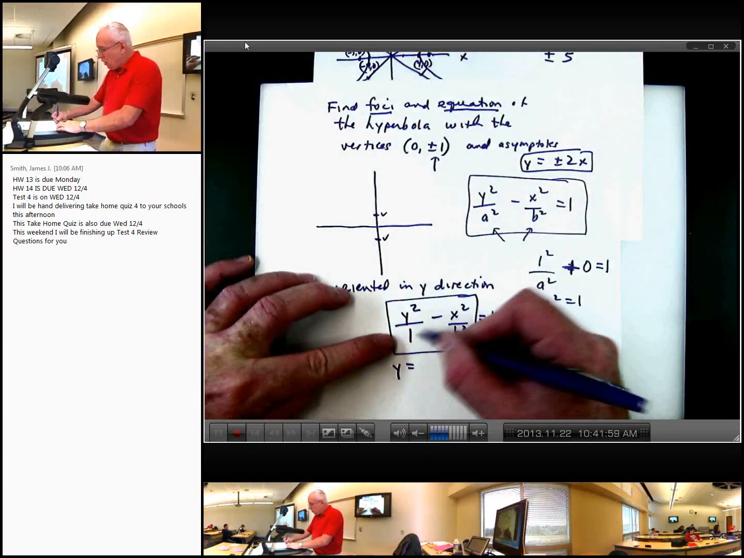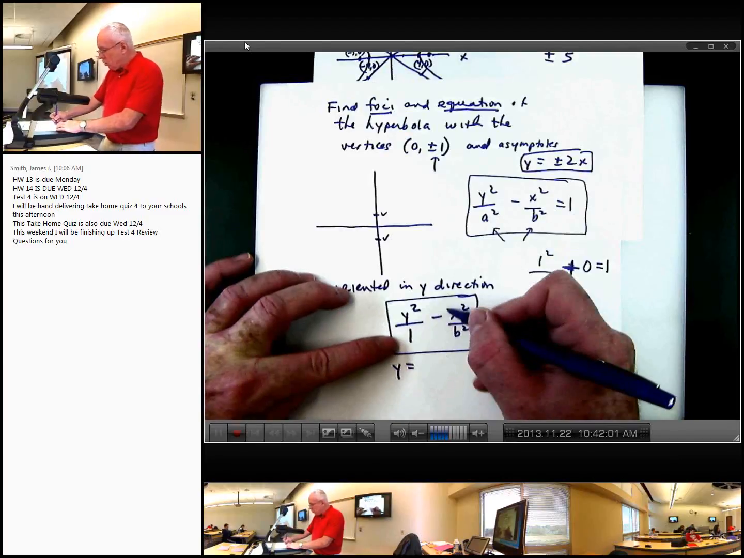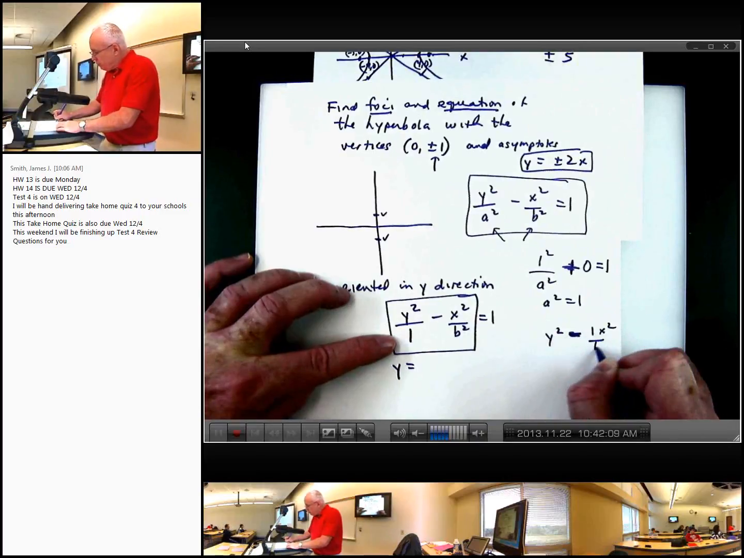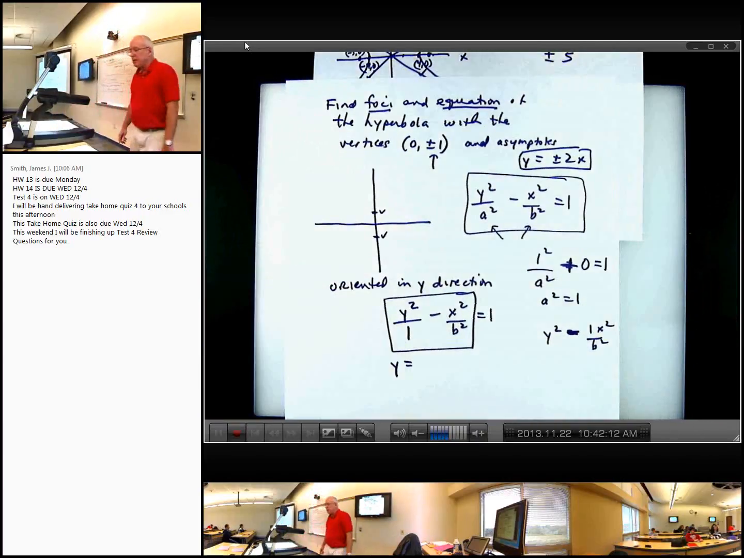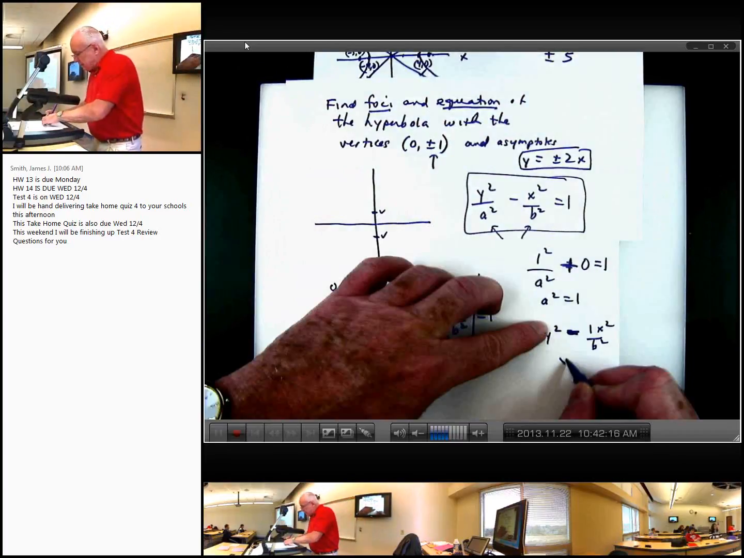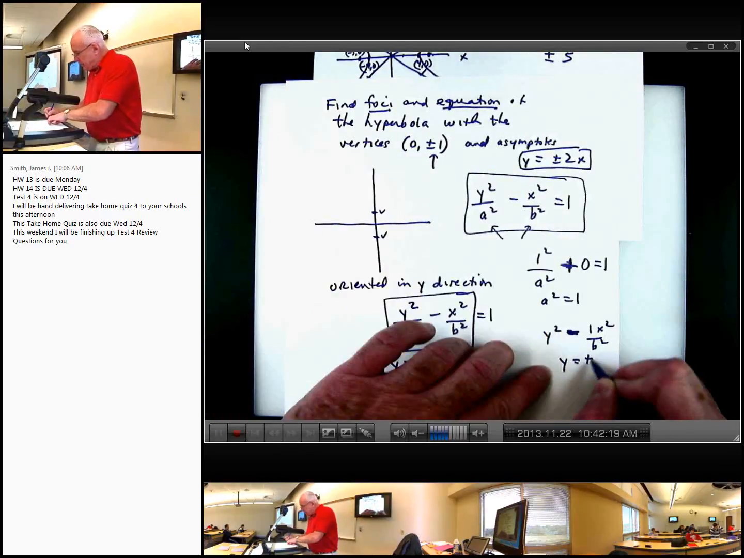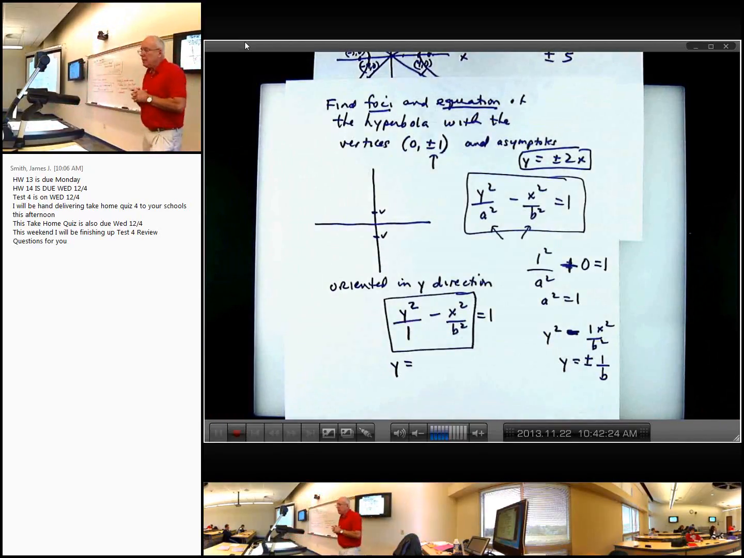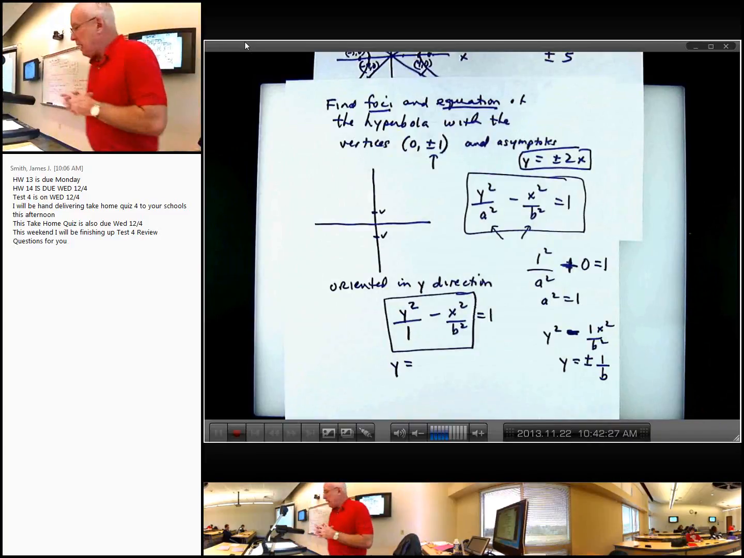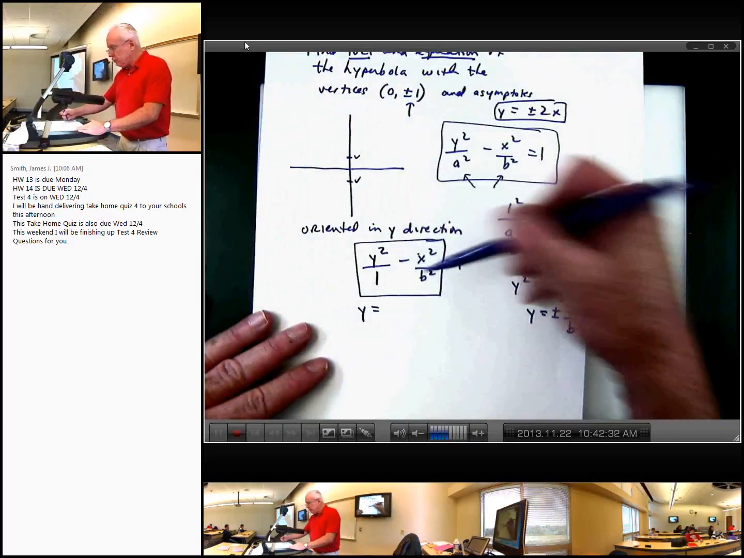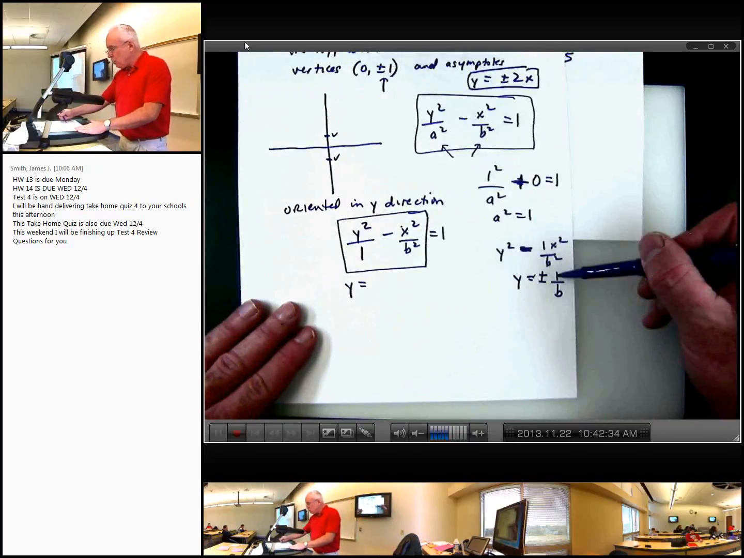But okay, so in this case, I multiply by the 1 here. So I have y squared is equal to minus 1 x squared over b squared. When I multiply both sides by the 1, that doesn't really matter in this case. And so y is equal to plus or minus 1 over b. That would be my asymptote if I were trying to find it. So I have a 1 up here, I have a b squared down here, so y equals 1 over b.